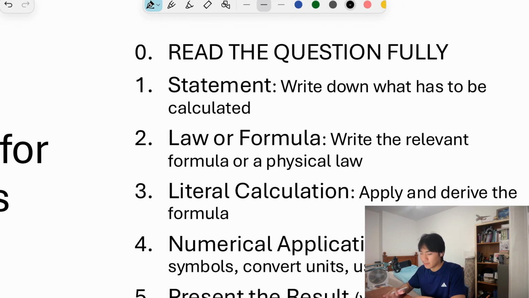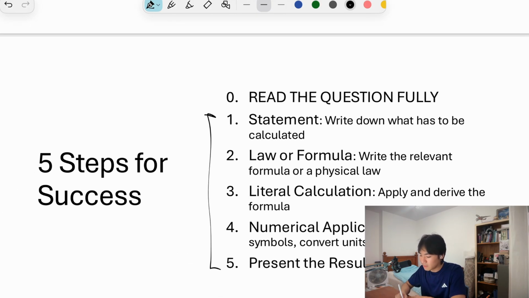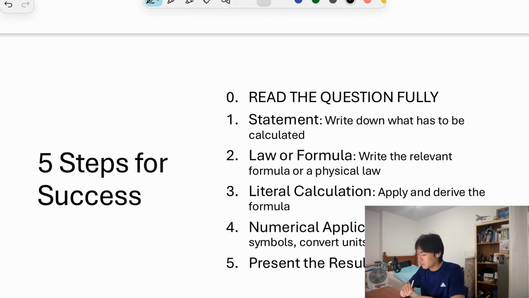This is the general framework that our teacher told us to use. It's normally 5 steps for success, as my teacher likes to call it, but I added a 0th step, and the 0th step, I call it read the question carefully.